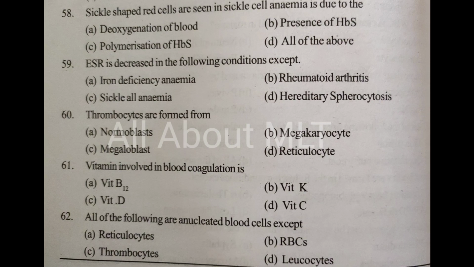Vitamin involved in blood coagulation is: option A, vitamin B12; option B, vitamin K; option C, vitamin D; option D, vitamin C. And the answer is option B, vitamin K.